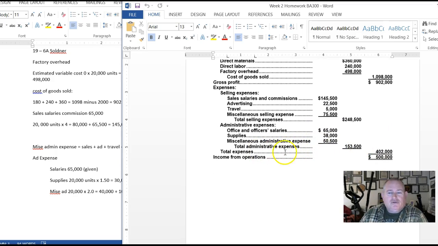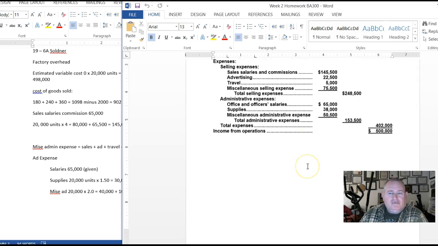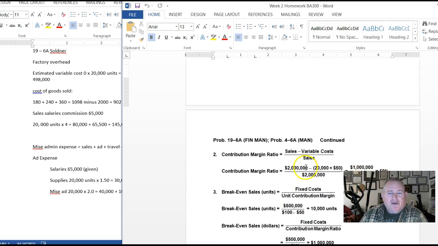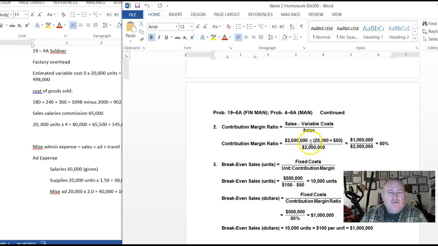All right. So total expenses, add those together. The 248, the 153, that gives you the 402. Subtract from the 902 up here, that gives you the 500. Now, when we scoot back down here, all these numbers are given now. So we have all these numbers. We have the original 2 million, and then this is the formula.